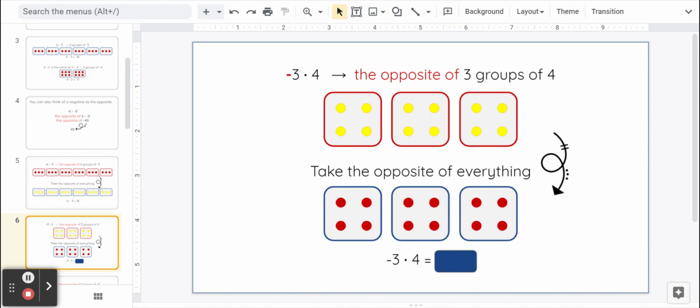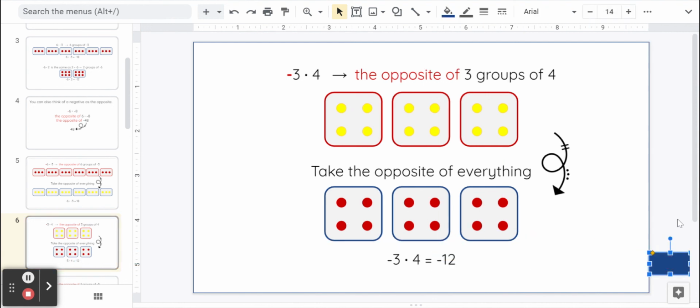Let's look at this one. So negative 3 times 4. I'm going to have 3 opposite groups or negative groups, so I'm going to make them red. I have to remember then in the end to take the opposite. So I then put 4 positives in each group. So I have my 3 groups of positive 4. But then I have to take the opposite of all of that. So I'm going to turn all of these positives into negatives. So I have 4, 8, 12. Negative 12 altogether.